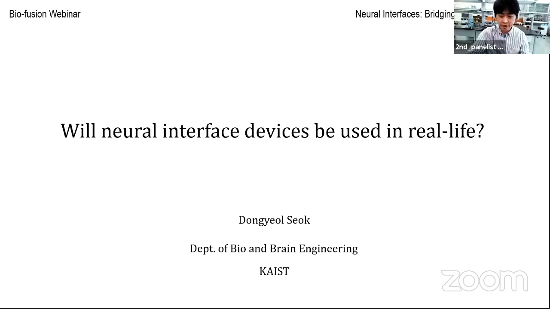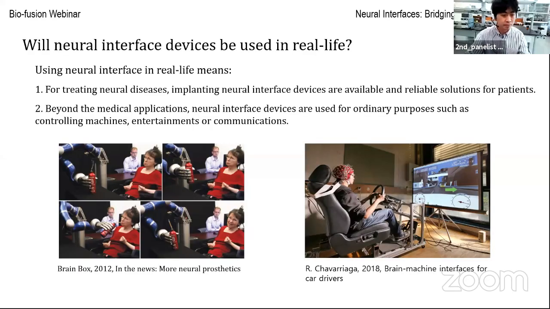However, for the advance and the application of technology in real life, there are many conditions to be prepared. We're going to talk about the conditions with a case of neural interface technology. Before we discuss the conditions, I would like to clarify the view of the future we are talking about.